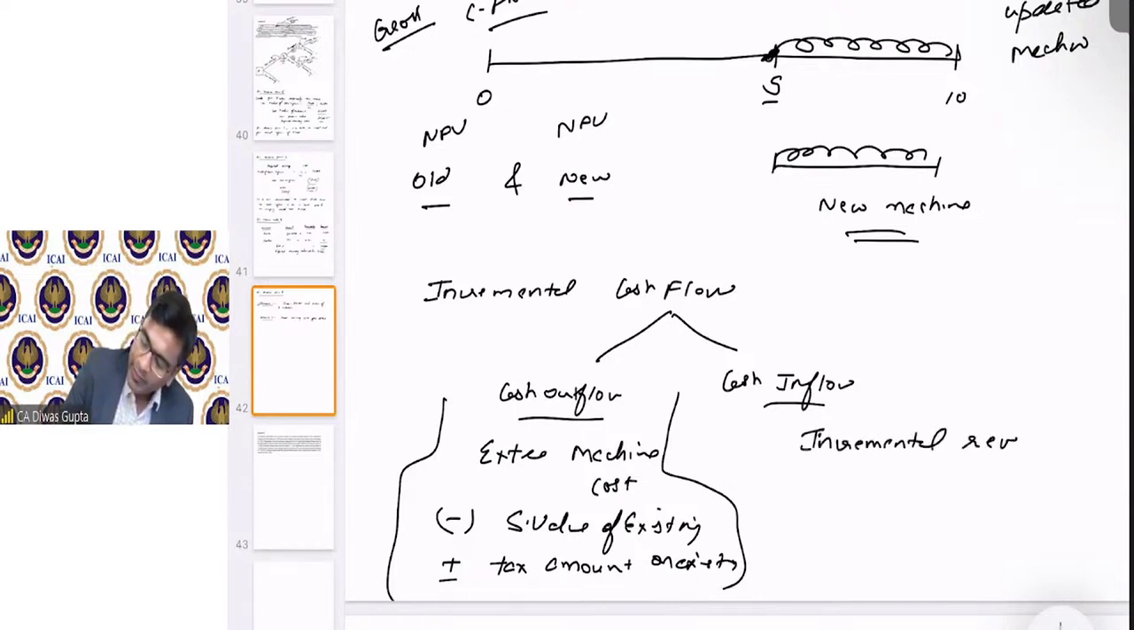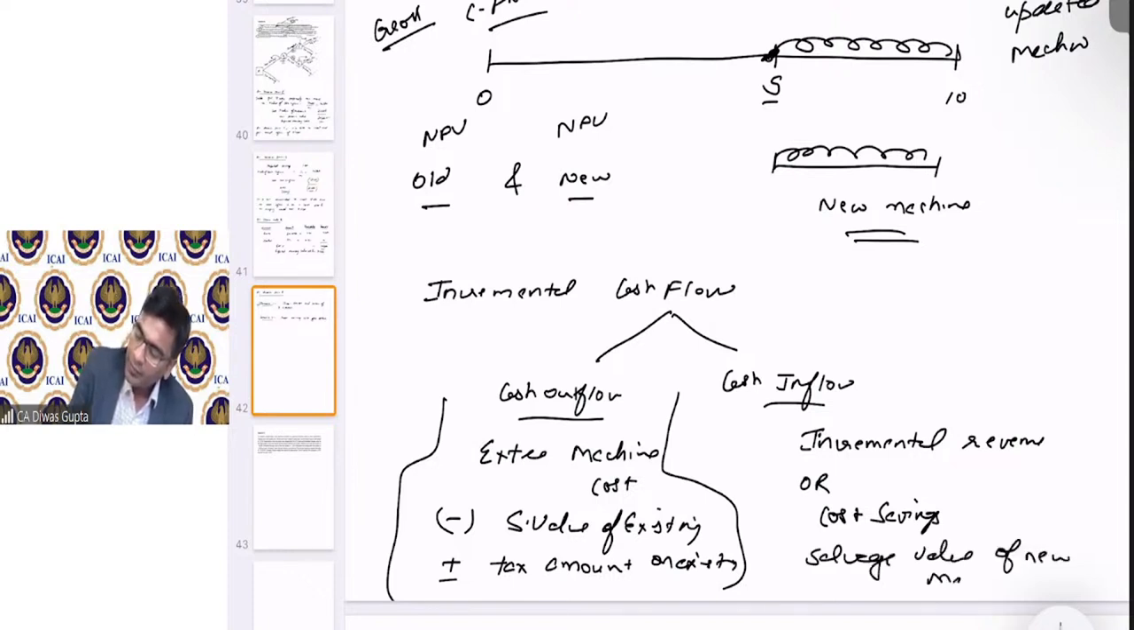revenue that you will get, or any sort of cost savings you will get, right? And the salvage value of the new machine that you will get, that is also incremental. After the end of, let's say, 10th year, the new machine also you will sell. So what is the salvage value of that? That also you will get.